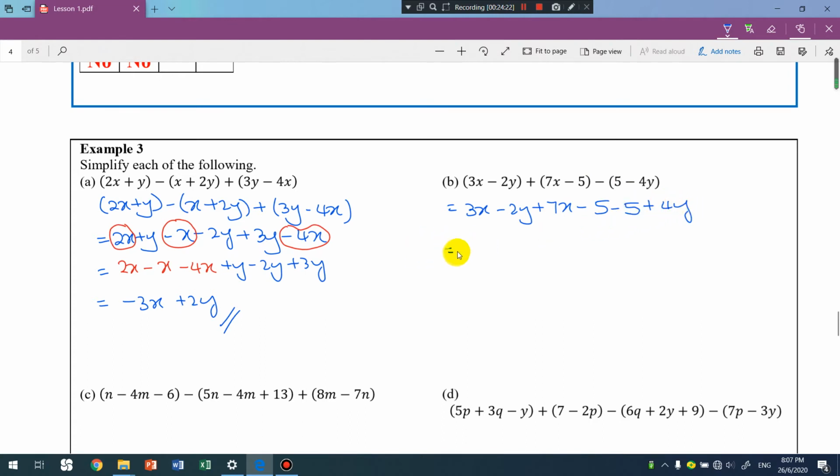Okay, now is to group all the like terms together. So how about we group the x together first? X.